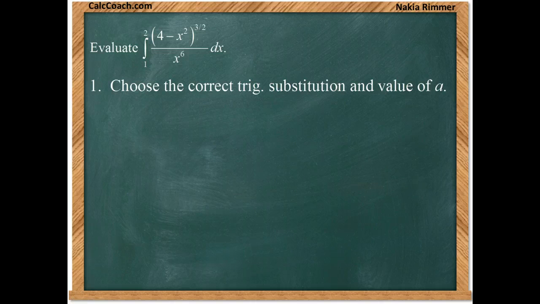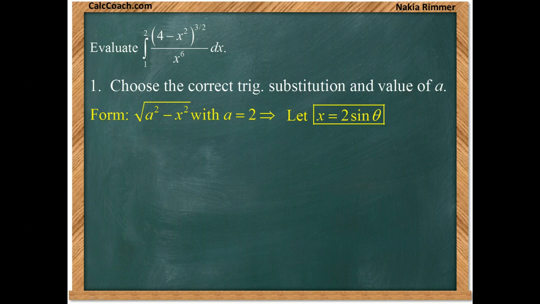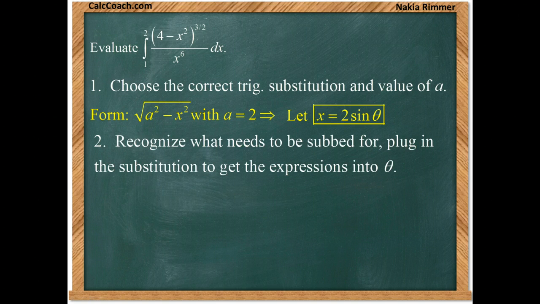Now, there isn't an official square root, but this is a radical, and so it's of the form a squared minus x squared, where the a value is 2. And when you're in that form, you need to go with x equals a sine theta. In this case, x equals 2 sine theta. So then after you do that, you just need to recognize what needs to be subbed for. And then you should plug in the substitution to get that expression in terms of theta.